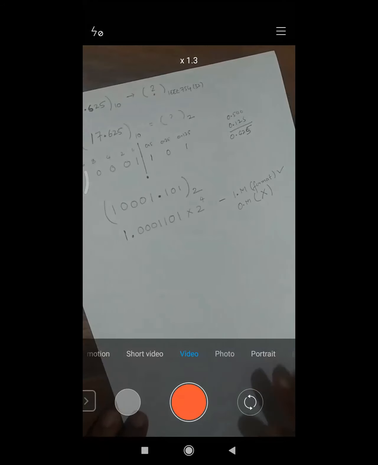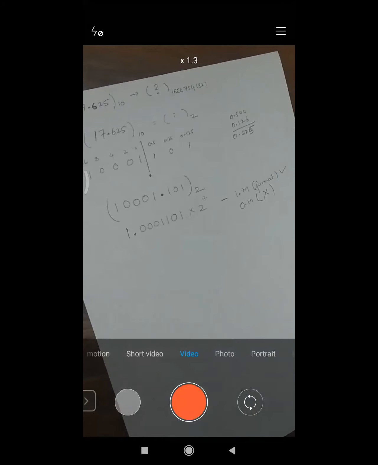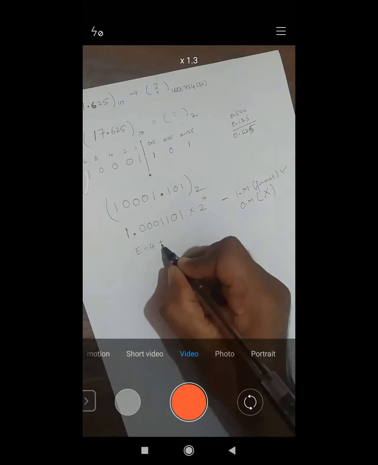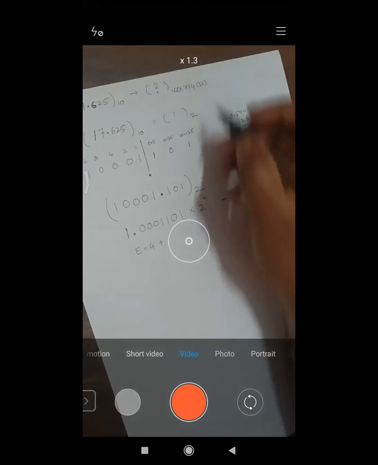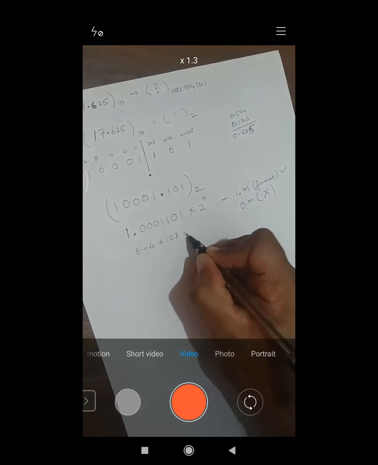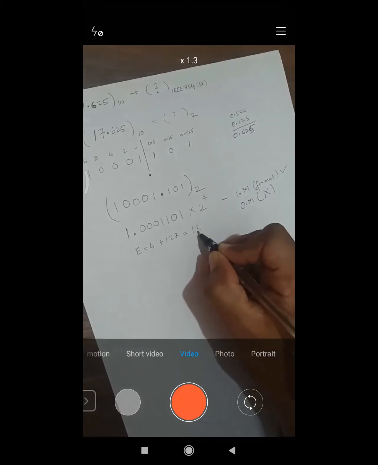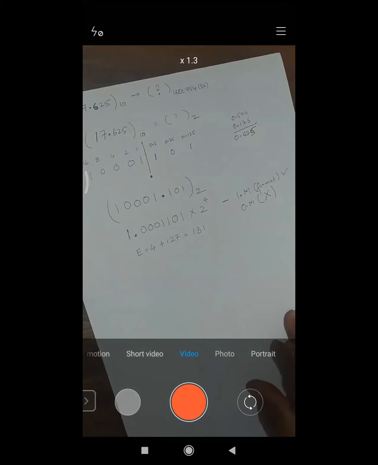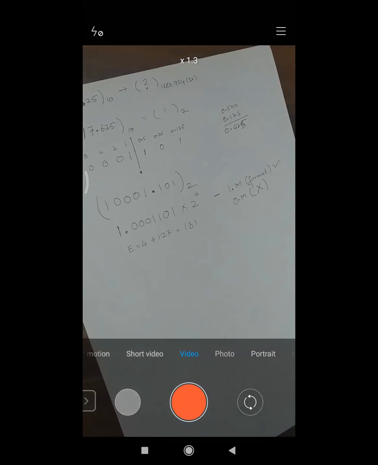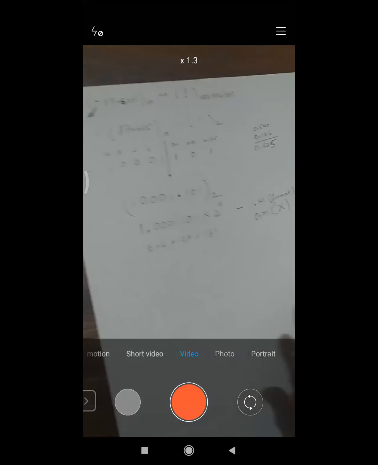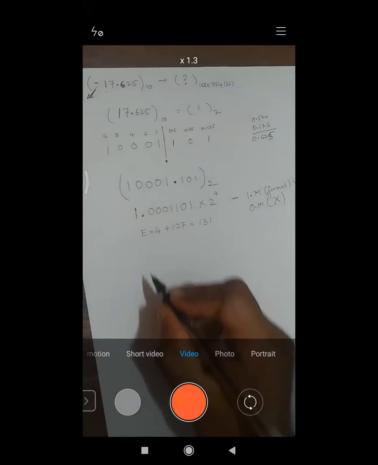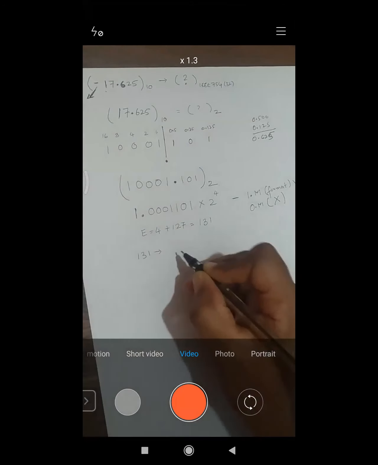Now what is the next step? Take S as 1, minus. First the exponent, you need to take 4. Now add the bias value. What is the bias value for 32-bit? 127. And this turns out to be 131. Now what is the next step after this? Convert into a binary number. So I need to convert this 131 into binary.